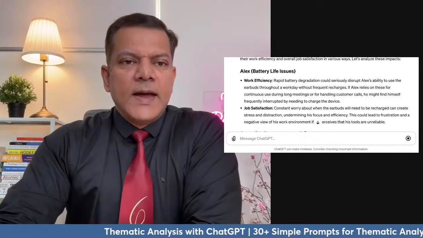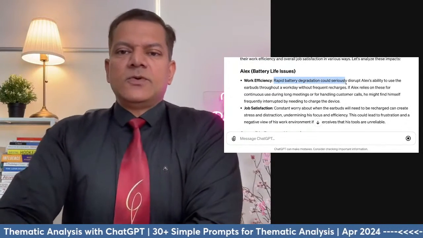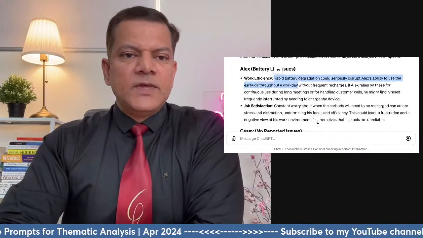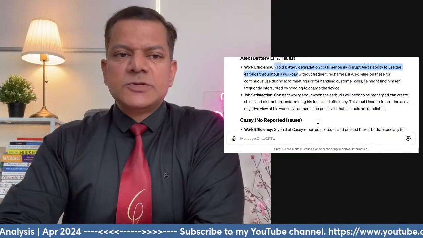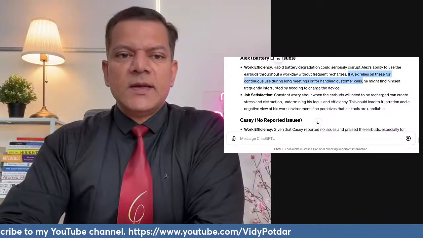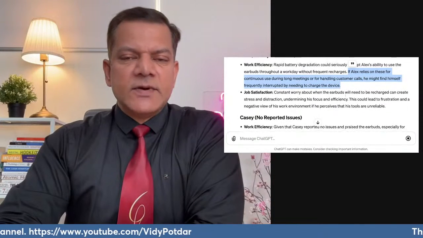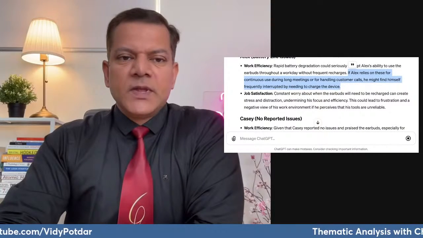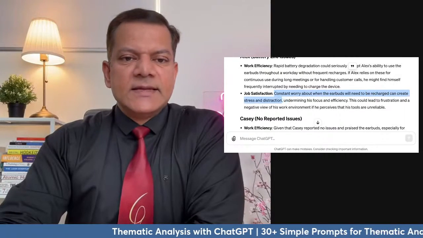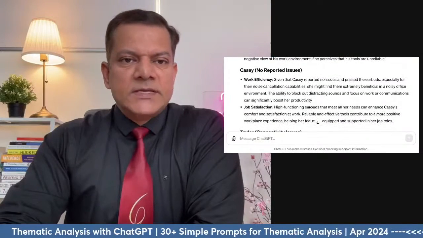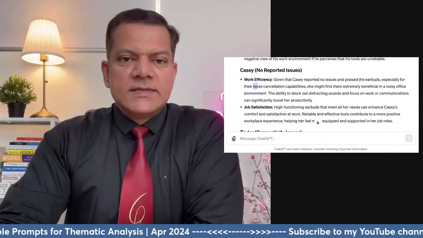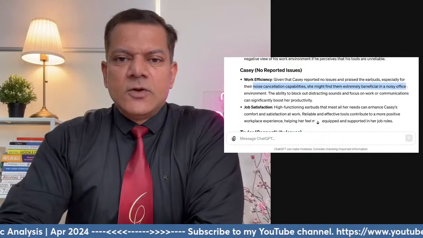So one is battery life issues, right? Rapid battery life degradation could seriously disrupt Alex's ability to use the earbuds throughout the workday. If Alex relies on these for continuous use during long meetings or handling customer calls, he may find himself frequently interrupted by needing to charge the device. So this is not at all acceptable. Job satisfaction: constant worry about when the earbuds will need to be recharged can create stress and distraction. Casey, no reported issues. Given that Casey reported no issues and praised the earbuds, especially for their noise cancellation capabilities, she might find them extremely beneficial in a noisy office environment.